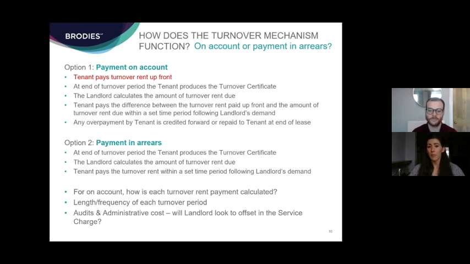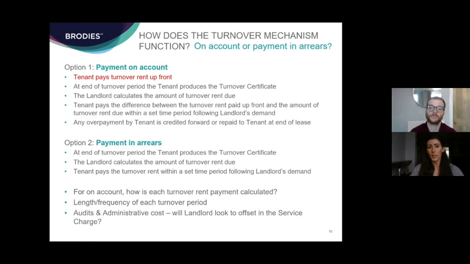And if on account payments, there will be reconciliation so that any overpayment will be put forward to the next turnover rent payment under the lease, or paid back to the tenant at the end of the lease, and we'd want interest to apply there on any late payment. And in respect of underpayment, this must be paid by the tenant within a set number of days of the landlord's demand, and again, interest would apply on late payment.